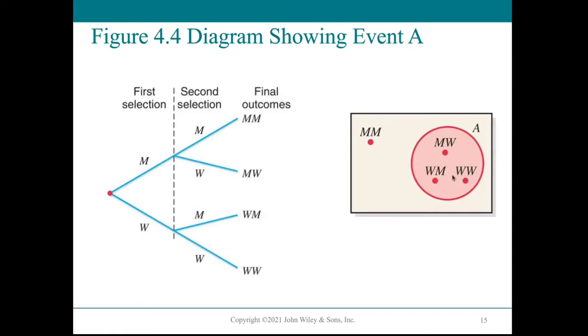Now, if the event is just one outcome, that's a simple event. So in the case here where two men are selected, that's just one out of the four possibilities. So this is a simple event wherein two men are selected. So are we clear?